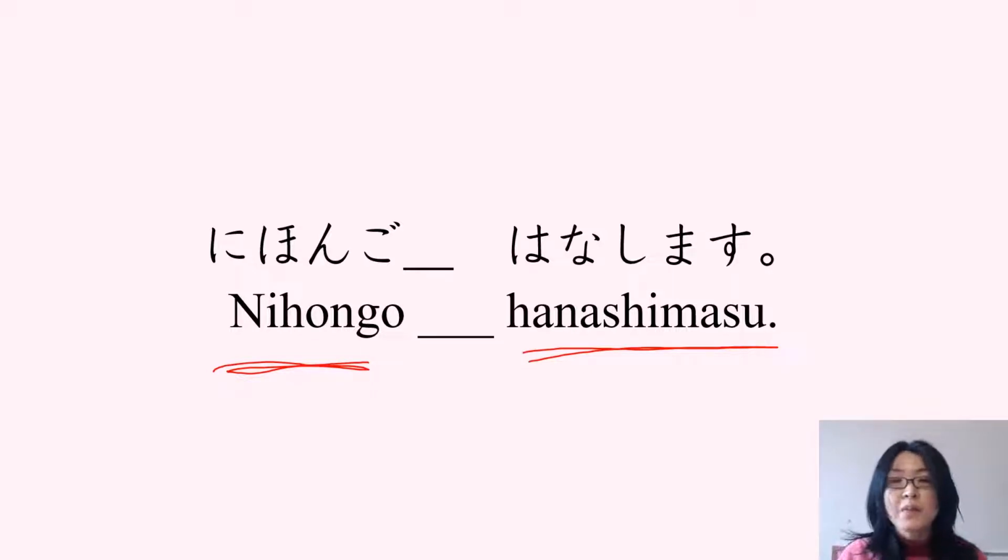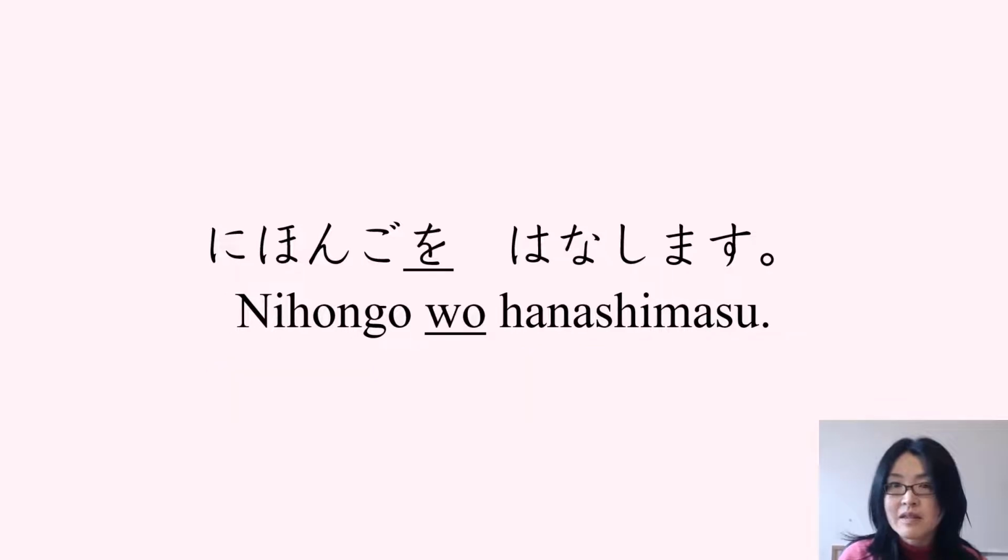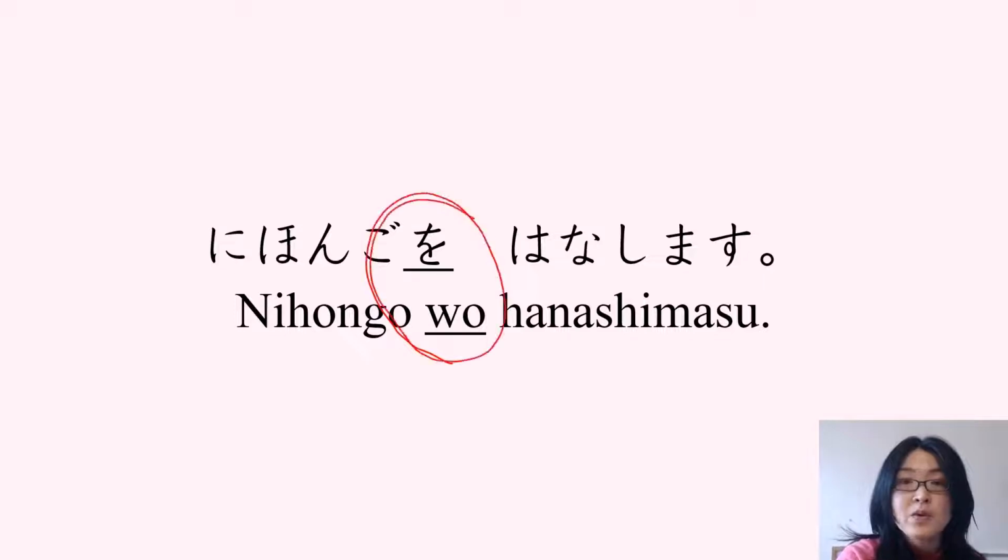Yes, so there are two ways to use this sentence. So let me see. The first one is 日本語を話します. So O is used. As you can see, 日本語を話します. So it means speak Japanese language. So your main point of this sentence is speak the Japanese language. So in that case, 日本語を話します.